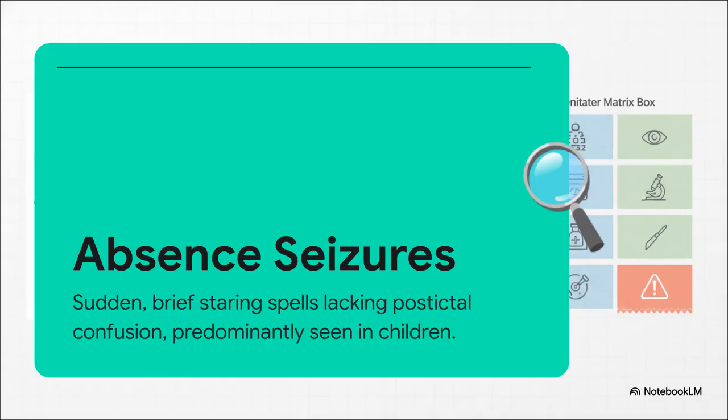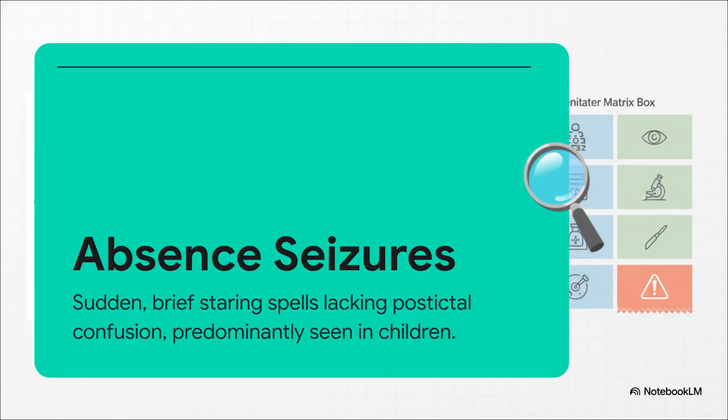Let's zoom in on a highly tested generalized seizure, childhood absence seizures. These present as sudden, brief staring spells occurring mostly in kids. And here is the absolute key. Do not confuse these with focal impaired awareness seizures.